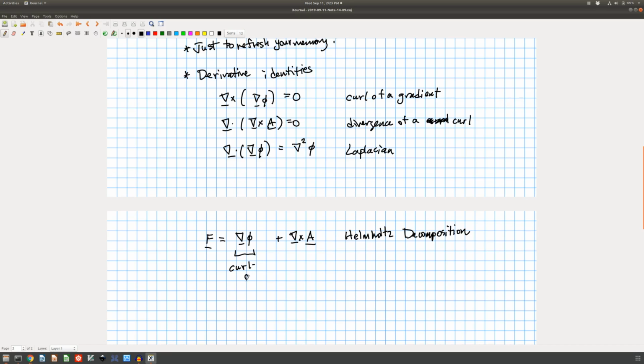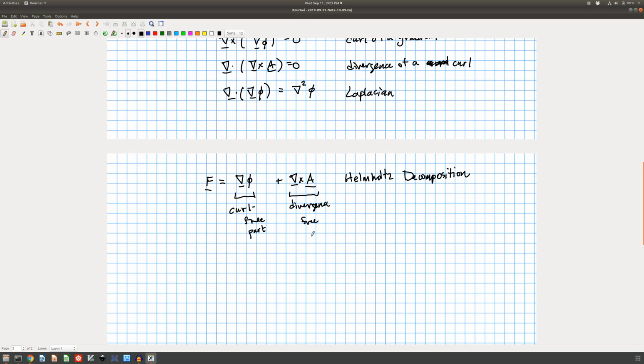So this part here is a curl-free part. It can't have any curl because of this guy. And this one is divergence free. So if I take the divergence of that, that gives me 0. So do I have that right, or do I have those backwards? I think I have them right.